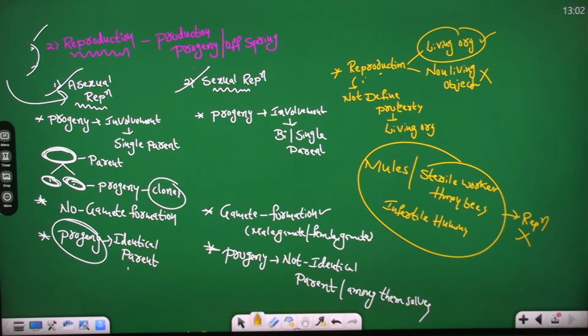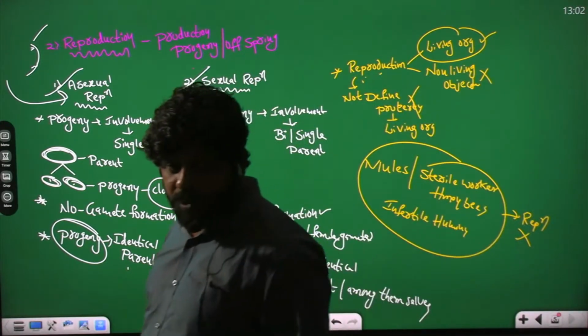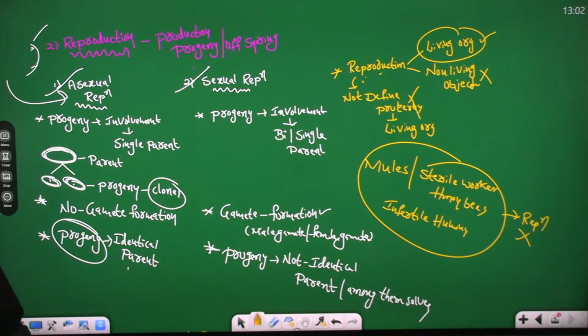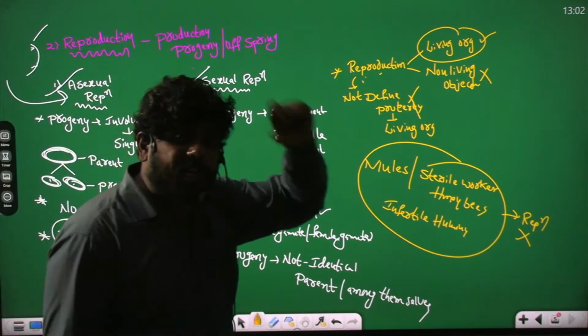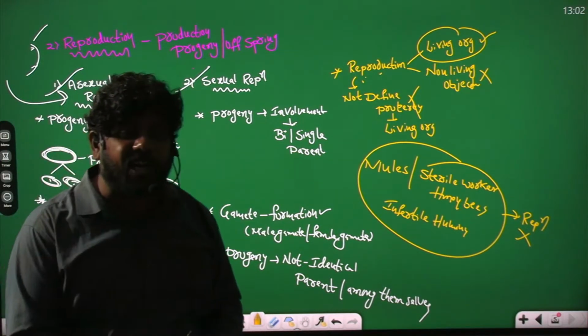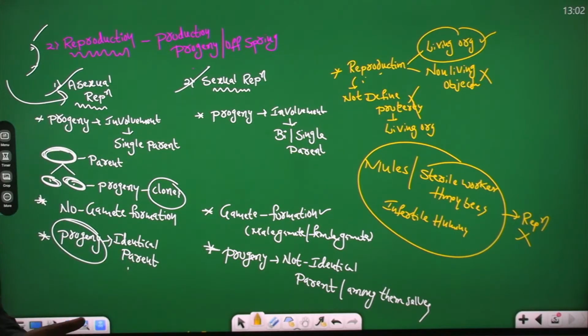Reproduction is not reported in all living organisms. That's why it is not a defining property. Why is growth not a defining property? Growth is reported in living and non-living. Why is reproduction not a defining property? It is reported in living but not all living organisms. Exemptions are there: mules, sterile worker honeybees and infertile humans are unable to participate in reproduction. That's why reproduction is not a defining property. Clear? Continue, we'll see tomorrow. Okay?